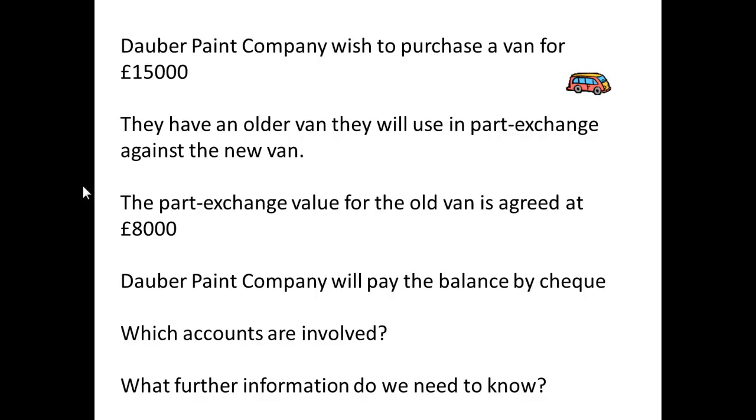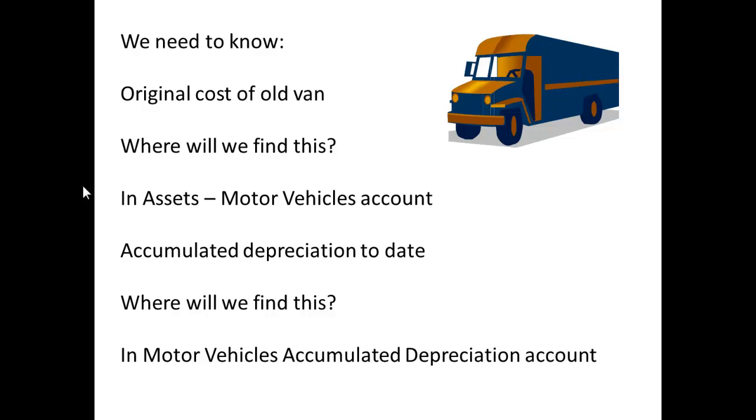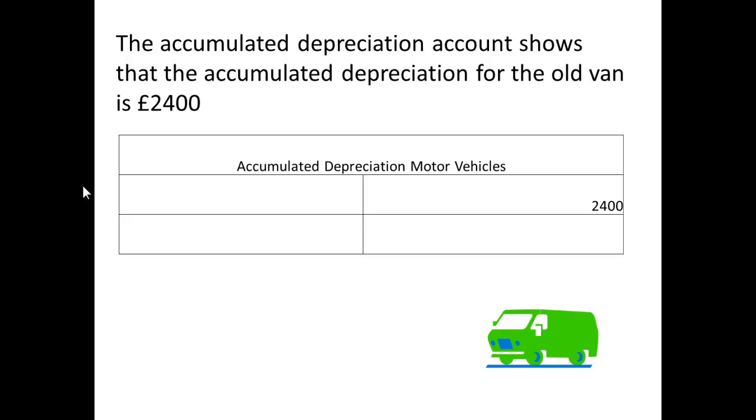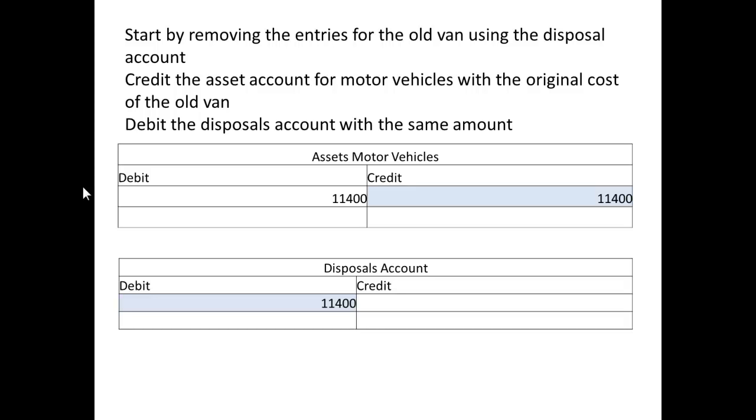So, which accounts are involved and what other information do we need to know? Well, we want to know what the old van cost originally, and that will be recorded in the assets, motor vehicles account. And we want to know what the accumulated depreciation to date is, and that will be in an accumulated depreciation account for motor vehicles. Right, the asset motor vehicles account shows that the original purchase price for the old van was $11,400, so it's got a debit of $11,400 in. And the accumulated depreciation has got a credit of $2,400.